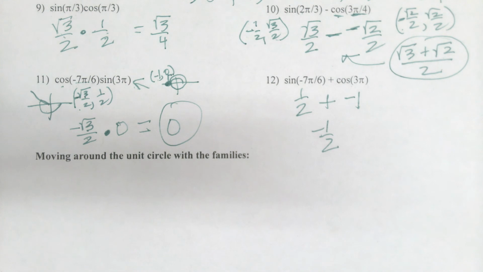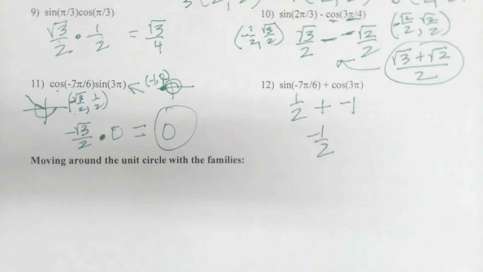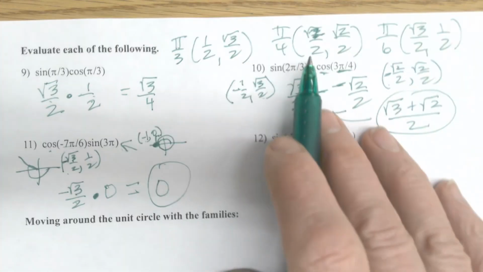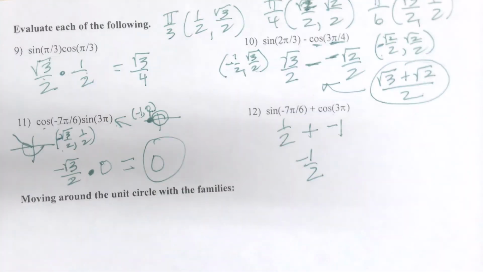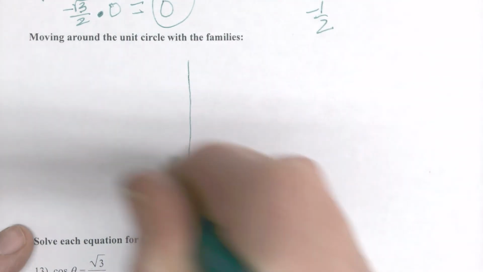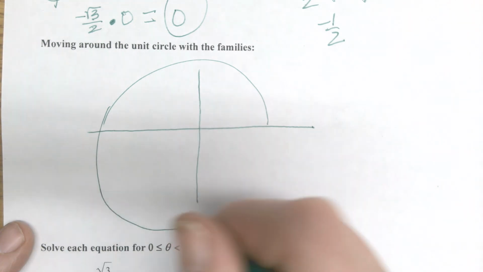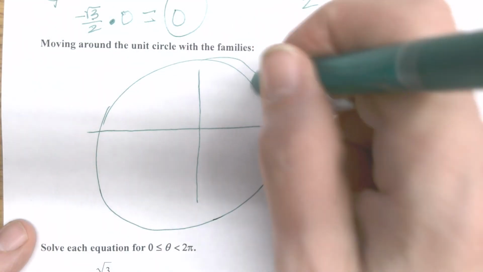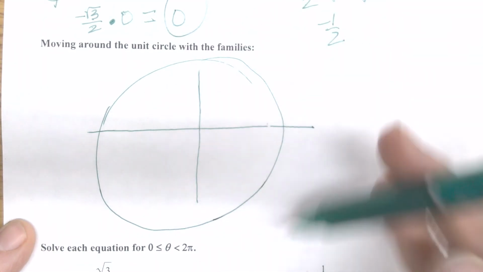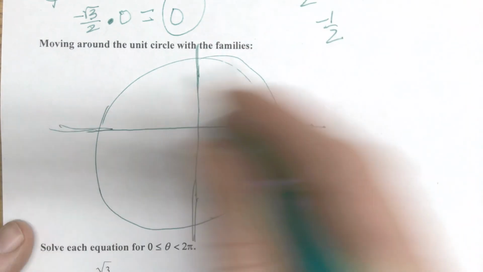We have one last thing before we go, and that is moving around the unit circle. Remember, I talked about how we work with these families. We just move into the quadrant. So let's put some names to those families. So I'm going to draw this unit circle again, and I'm going to get each of my family members in the quadrant that it belongs and put an actual name to it.